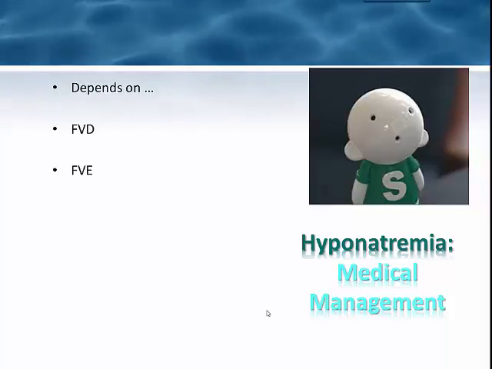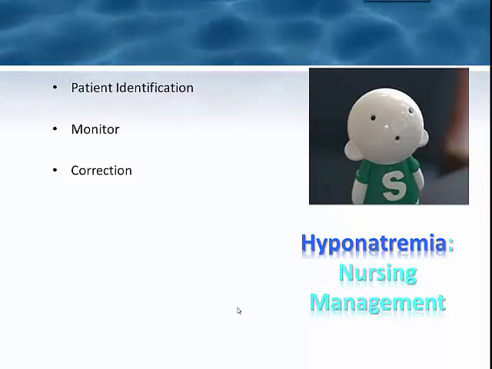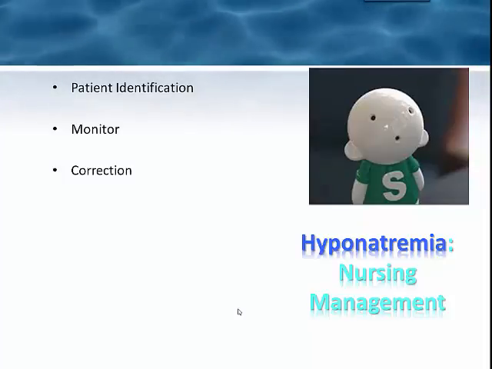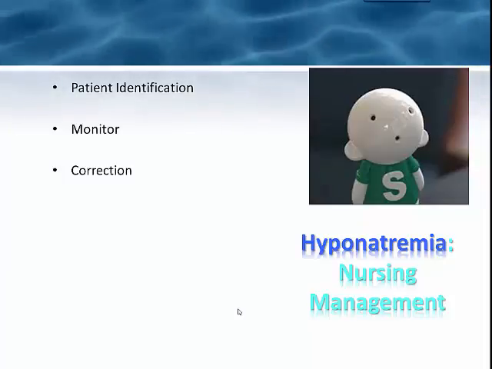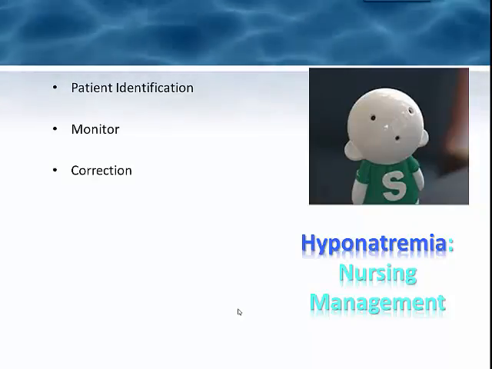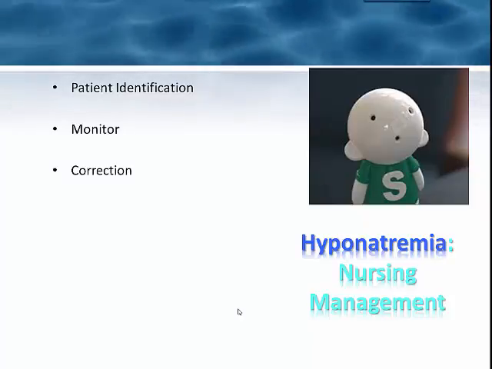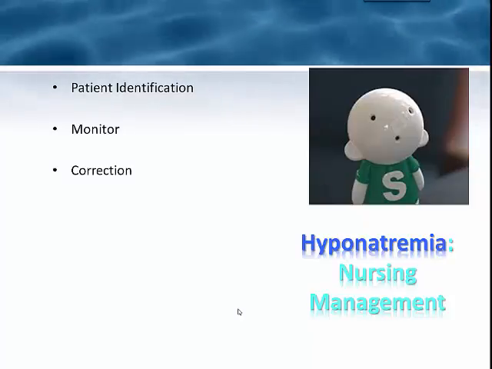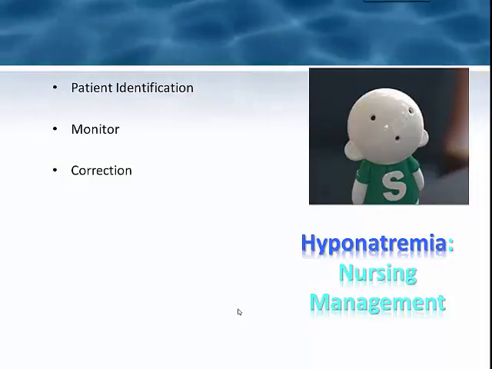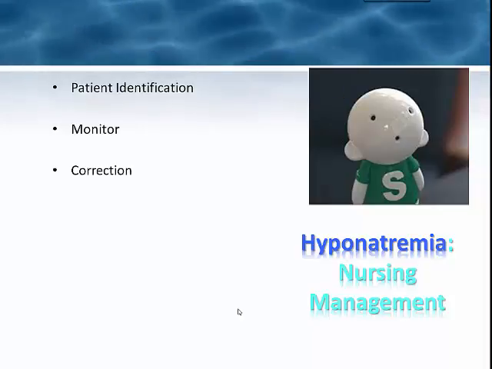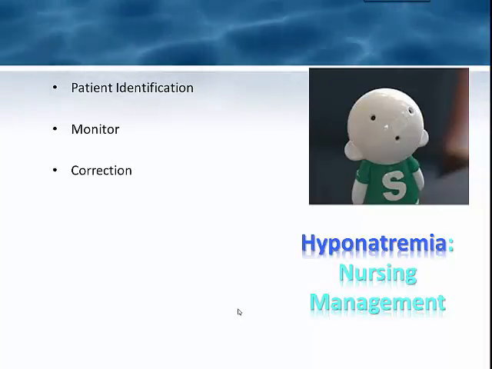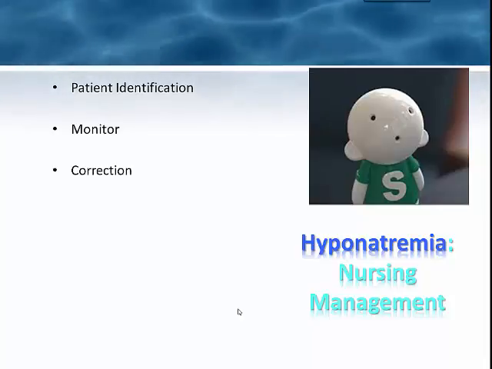So if we go on to nursing management, it really follows, again, identifying the patient. We don't mean identifying as in two identifiers, but what we mean is to identify what the patient has, what's the underlying cause. The other thing is you want to identify if the treatments that are being given are improving the outcome for the patient. So we're monitoring I&Os, daily weights. We're looking for any abnormal losses of sodium or gains in water.